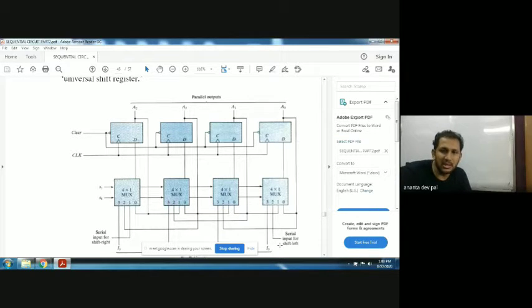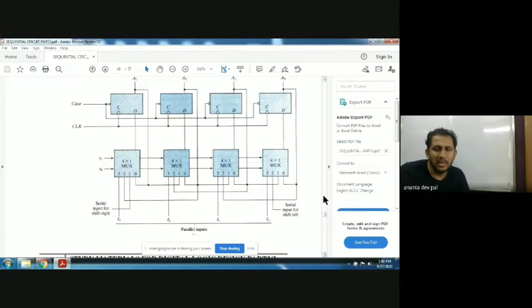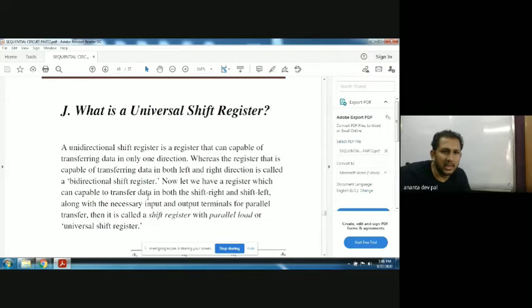So this is a complex diagram, but এটা তোমরা প্র্যাকটিস করলে এটা কমপ্লিট আঁকতে পারবে। This is a universal shift register that is capable of transferring data in both shift right and left, along with the necessary input and output terminals for parallel transfer. That's why it is known as parallel load also. Universal shift means it can shift left, right, as well as parallel transfer.